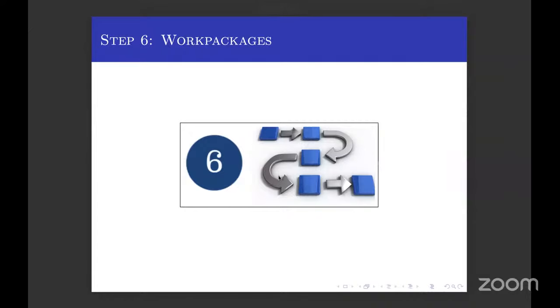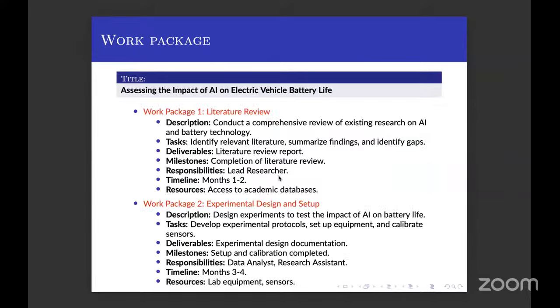Now each methodology, or you can say the complete methodology, is divided into different work packages. If the complete title of this project is assessing the impact of AI on electric vehicle battery life, what will I be doing? I'll make a literature review as the first work package. Second, I'll do experimental design and setup.